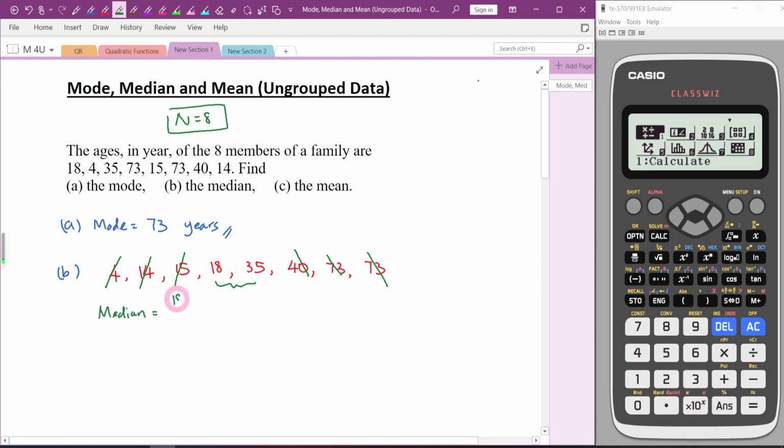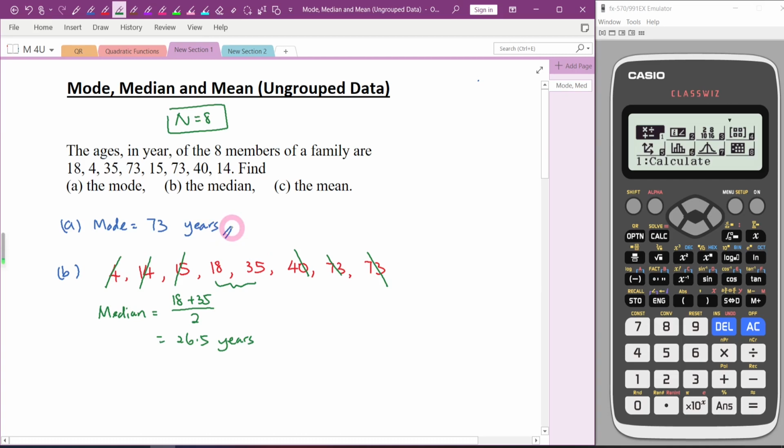is equal to 18 plus 35 divided by 2. Okay, 18 plus 35 divided by 2, you will get 26.5 years. Okay, this is the way how do we get the median.